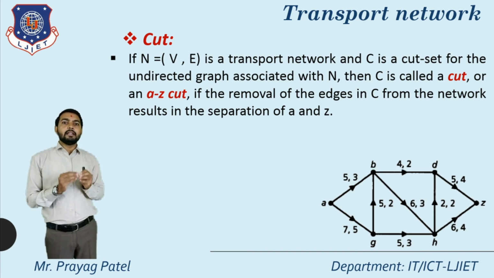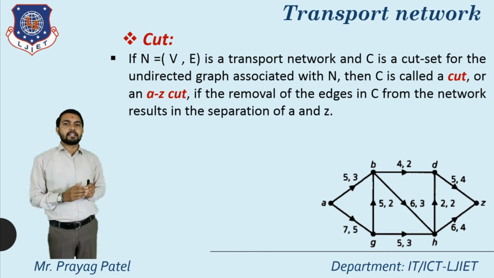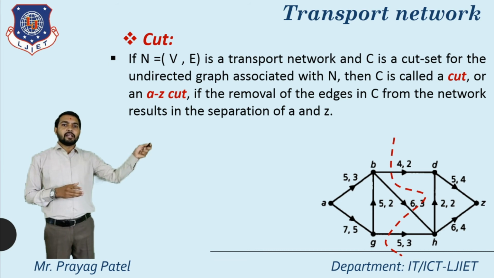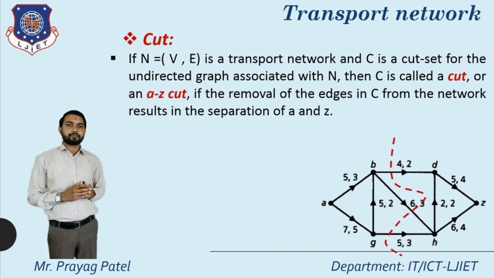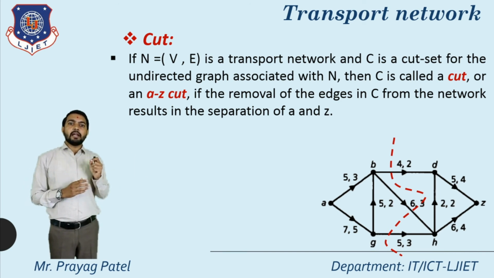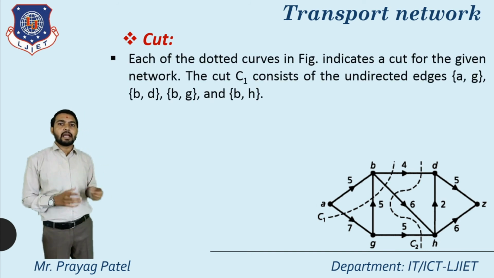So if we divide the source and sink in two parts, then this is considered a cut of the network. See here, this red line represents the cut. For this cut, we cut the three edges B to D, B to H and G to H. If we remove these three edges, then this network is divided into two parts, and these two parts contain different elements.